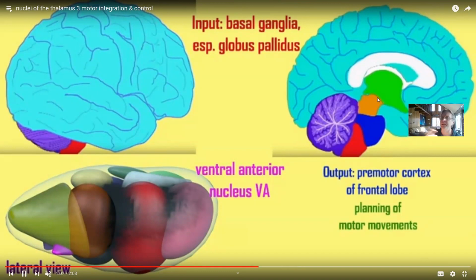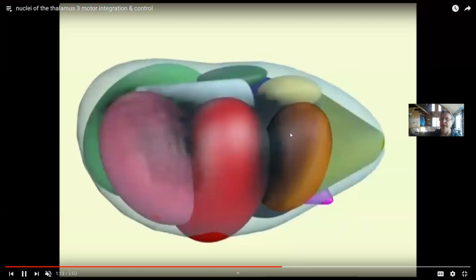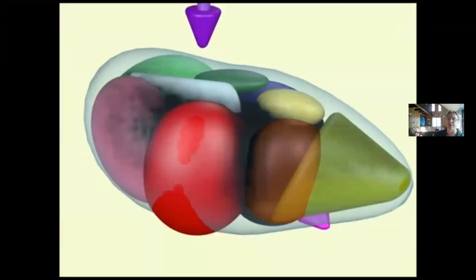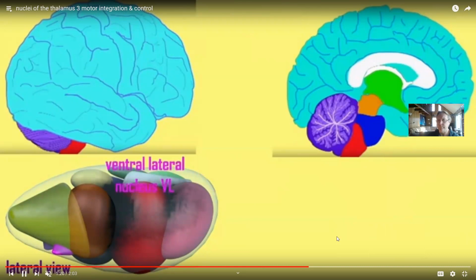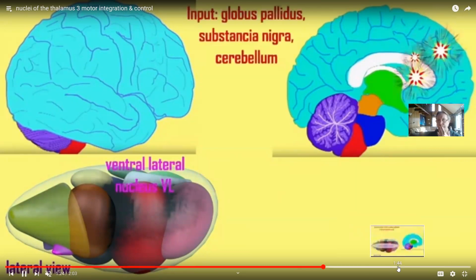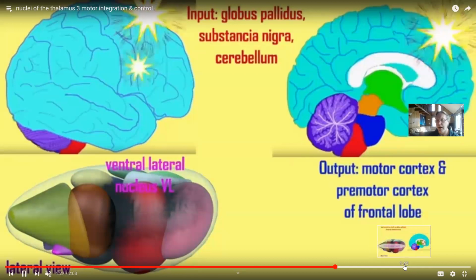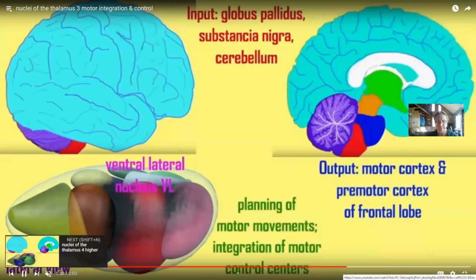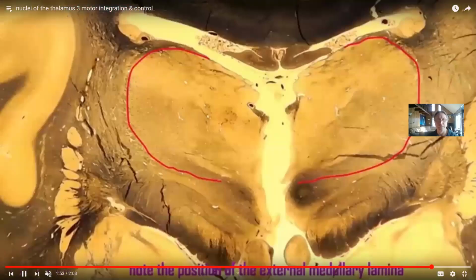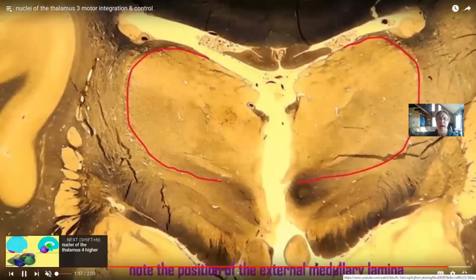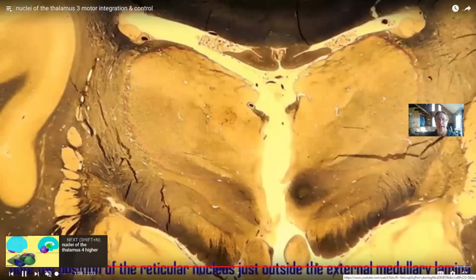Not only are there separate centers, but they talk to each other. So the thalamus is sending fibers back and forth to these other centers, but then also to the cerebral cortex. And this is helping to have control over motor function here. So that's another role of the thalamus. And there are diverse nuclei of the thalamus, which are then involved in motor function here, including the nuclei just outside the external medullary lamina.